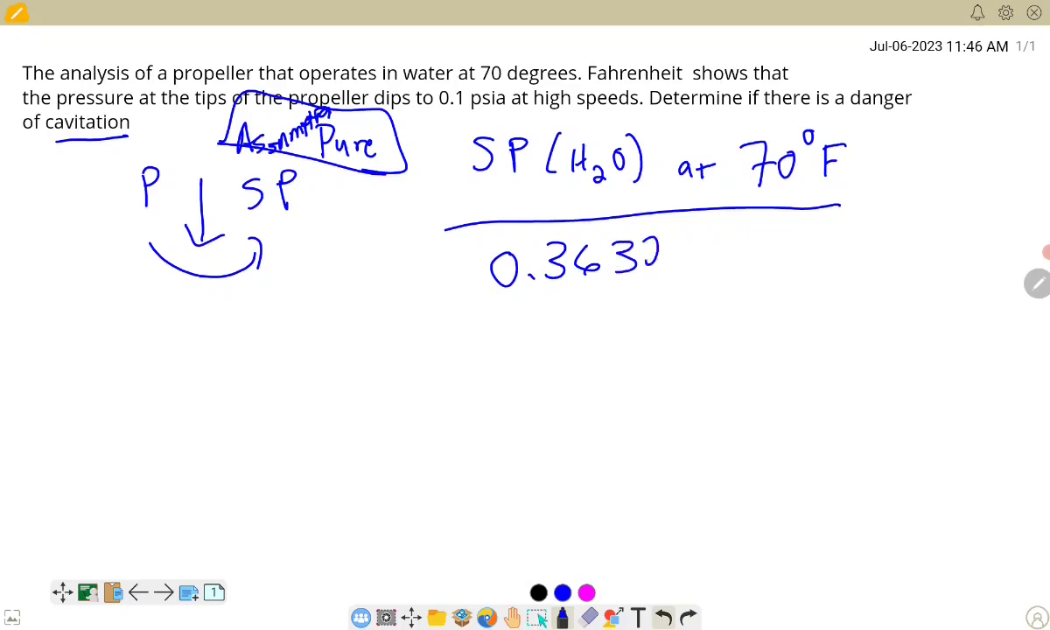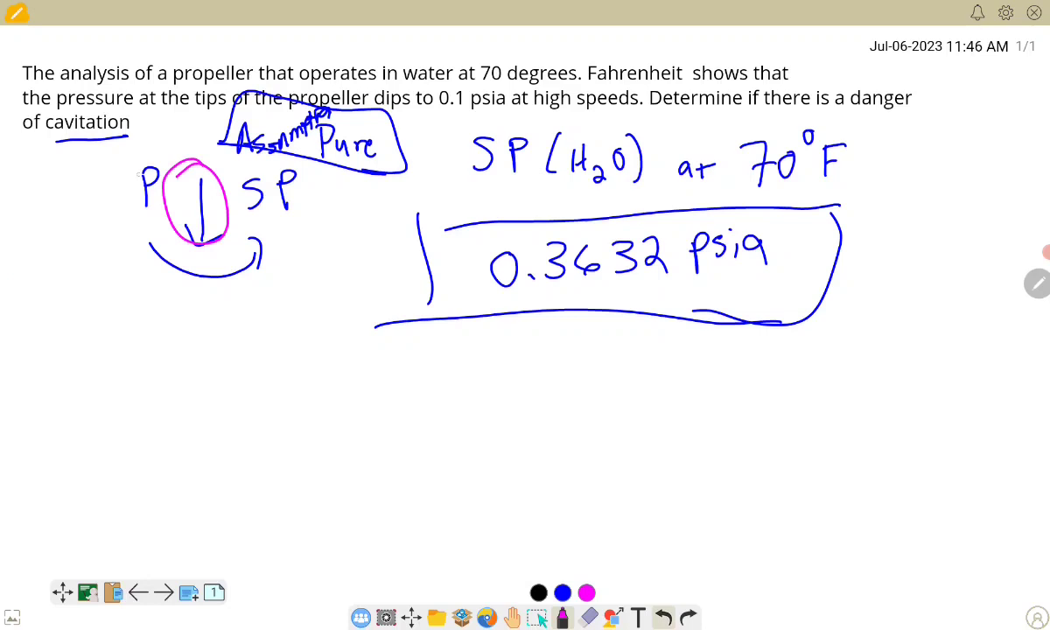So we can see, just reading that off the table, that the saturation pressure of water at 70 degrees Fahrenheit is 0.3632 psia. Obviously, the saturation pressure is above the 0.1 psia. So that means that the pressure is beneath the saturation pressure, which means that we have a danger of cavitation, which is not good. We could have failure of the blade.